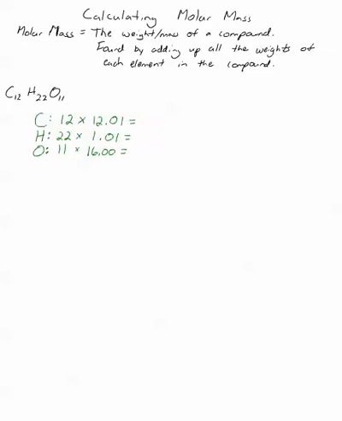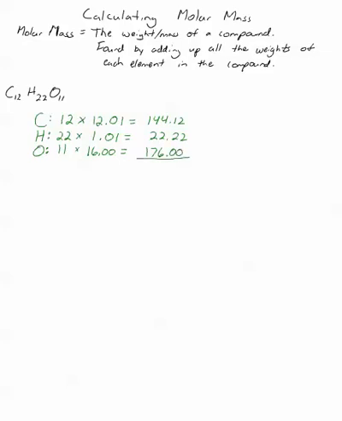Now you need to multiply how many you have by the weight. For carbon, you take 12 times 12.01, which gives you 144.12. That's how much mass the carbons bring. Then you have your 22 hydrogens times 1.01, which gives you 22.22. Last but not least, oxygen: 11 times 16, which gives you 176.00.